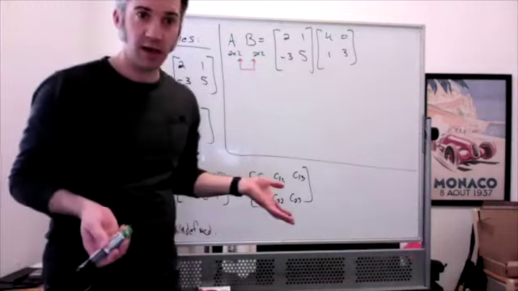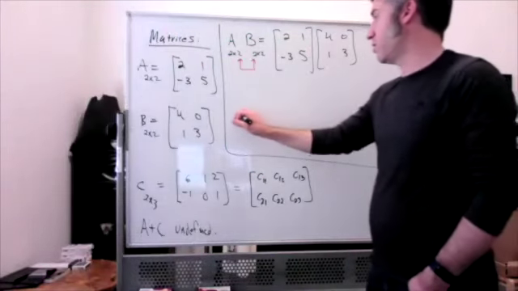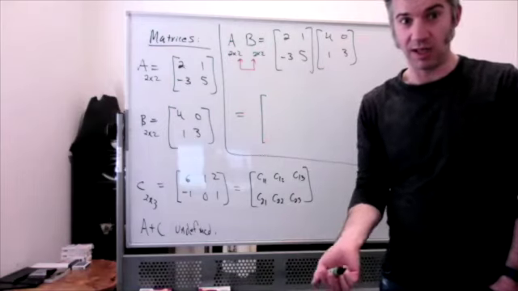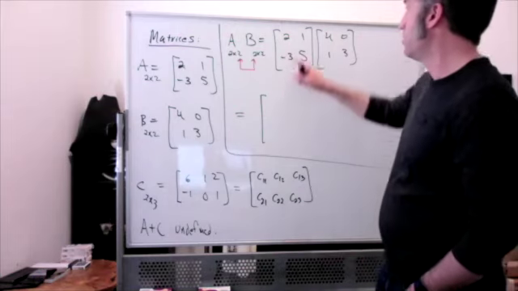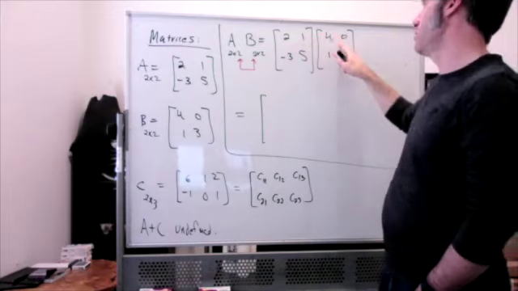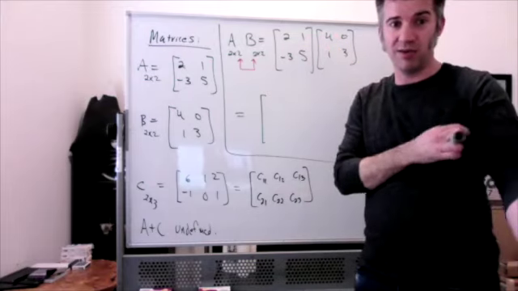How do you multiply them together? Using the dot product. So to get the result, I don't think you should write it out. Meaning we could, but I really don't think you need to write out 2 times 4 plus 1 times 1, and then 2 times 0 plus 1 times 3. I think you want to practice this enough so that you can kind of do it.